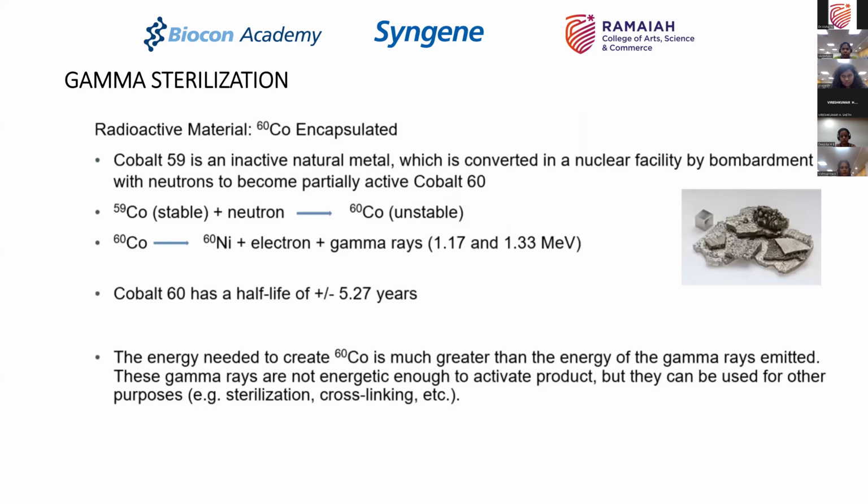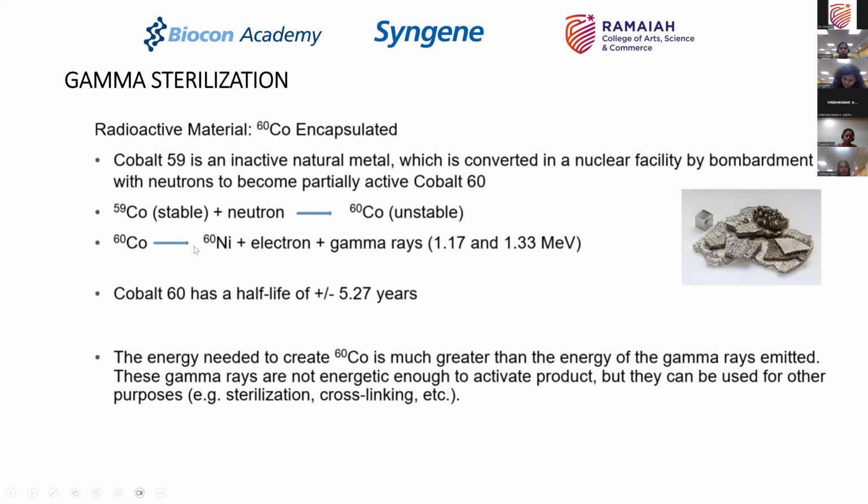Okay. The energy needed to create cobalt 60 is much greater than the energy of the gamma rays emitted. These gamma rays are not energetic enough to activate the product, but they can be used for other purposes like sterilization and cross-linking. So the energy required when we bombard it with neutrons is a very high amount of energy to create cobalt 60 itself. But when it starts to decay, the gamma rays which come out can be used for sterilization.